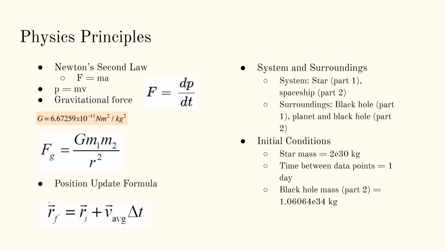So the system in part 1 was the star, and the surroundings was the black hole. And then in part 2, the spaceship was the system, and the planet and black hole were the surroundings. For the initial conditions, we were given the mass of the star and the time between data points, and the black hole mass was basically an initial condition for part 2. It wasn't in part 1, but we calculated that and had to input it into the code for part 2. So I consider that an initial condition.